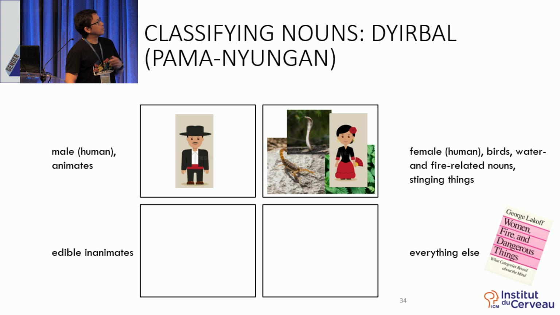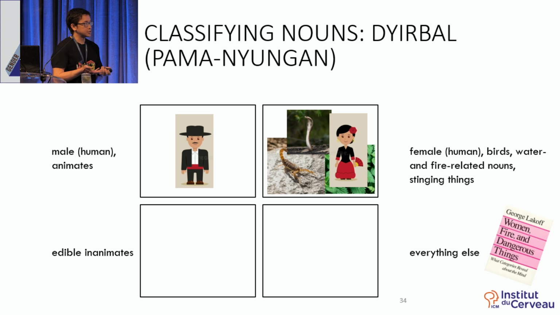And finally, if you go to a Pama-Nyungan language in Australia, Dyirbal, you will have 4 categories. So you have male human animates; female, human, birds, water and fire related nouns, stinging things; edible inanimates; and everything else. And for this language, it was documented, and it gave a book whose title is horribly politically incorrect nowadays, which was Woman, Fire and Dangerous Things, because the author thought that in this category you have a grammatical gender category that regroups elements like this.